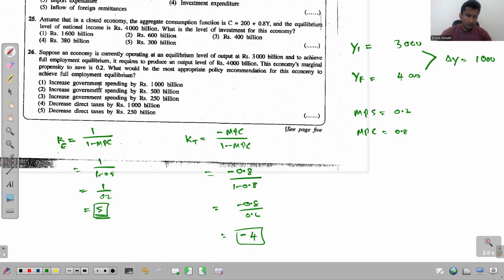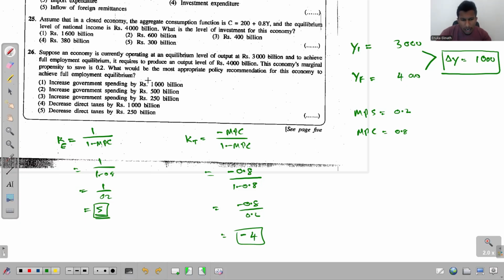Now, let's read the first option. Okay, but before we read these options, always keep this in mind. The desired change that we need in the national income is just 1000. So you just need to figure out from which one of the given options the national income will change by 1000. Right. The first one, increase government spending by 1000 billion.